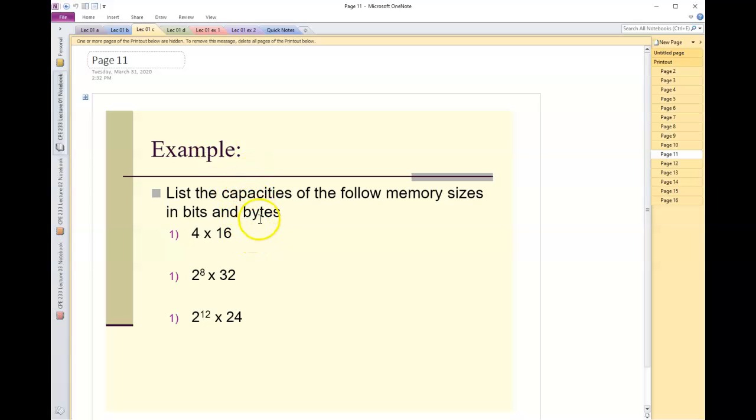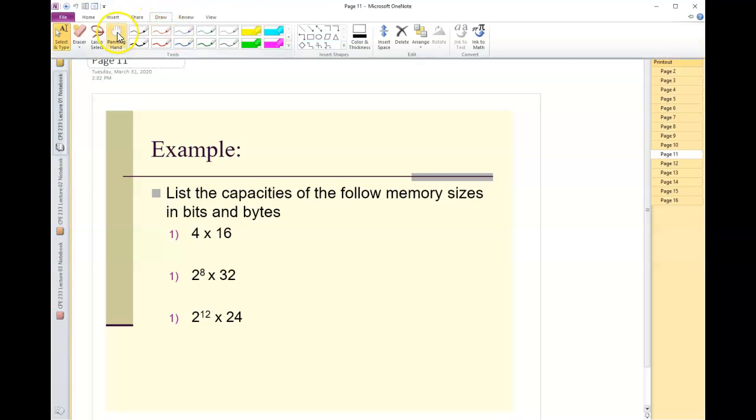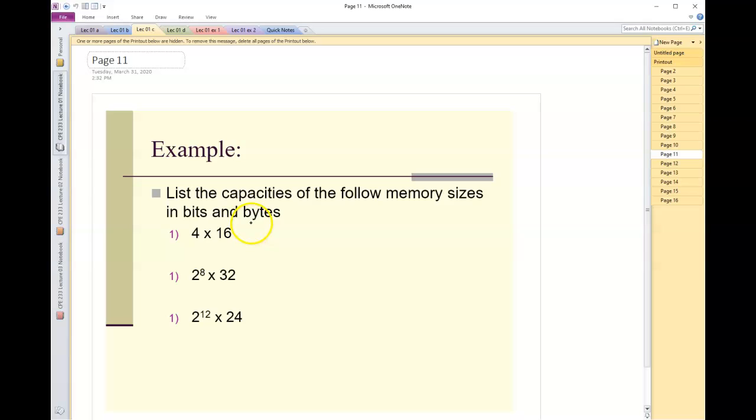If I want to get these into byte capacities, we can try to do this. I don't have the tablet working, so I'm doing this with a mouse, which is why it's so chunky here. We simply take all these things and divide them by 8. Dividing by 8 changes it from a bit capacity to a byte capacity.